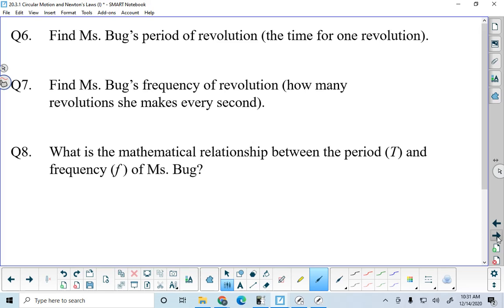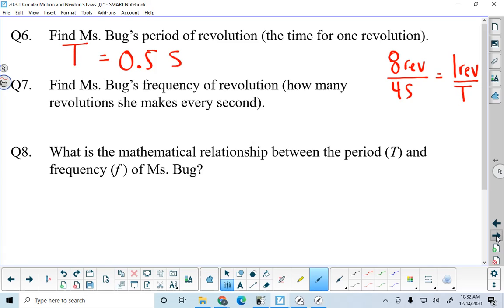Well, let's see, what did we say here? 8 revolutions in 4 seconds. So what we could do is set up a ratio here. 8 revolutions is 4 seconds. The time for 1 revolution is called the period, which is capital T, and we can cross multiply here. Now, some of you may have been able to figure this out without using a ratio, but that's only because the numbers divide evenly. When you cross multiply and divide here, you get 0.5 seconds. This is capital T.